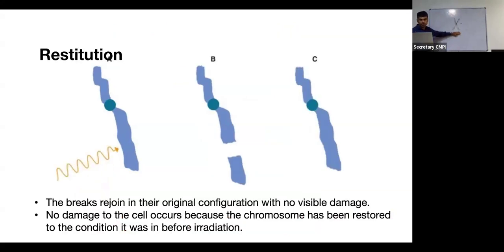Another one is called a restitution. Restitution is finally a repair. Some deletion happens and after that the broken strand gets resolved. That is called a restitution. Deletion, then it repairs. That is called a restitution.